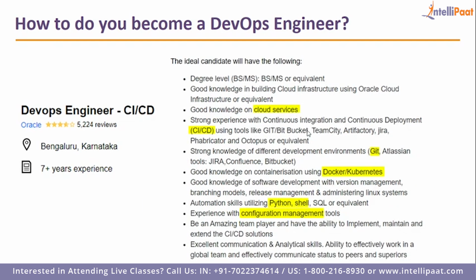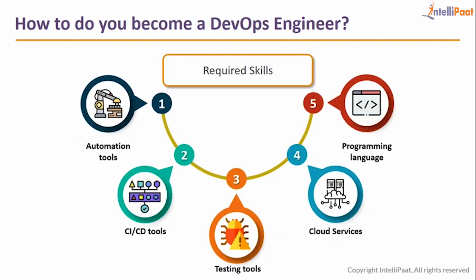Let's look at one more job profile. Let's talk about a company called Oracle. They expect you to know cloud, CI/CD, Git, Docker or Kubernetes, Python, configuration management. So as you can see, most of them have similar skills which they are expecting in all the DevOps engineer jobs. Right? So let's list down all the skills expected. You should know the configuration management automation tools that we have listed over here.